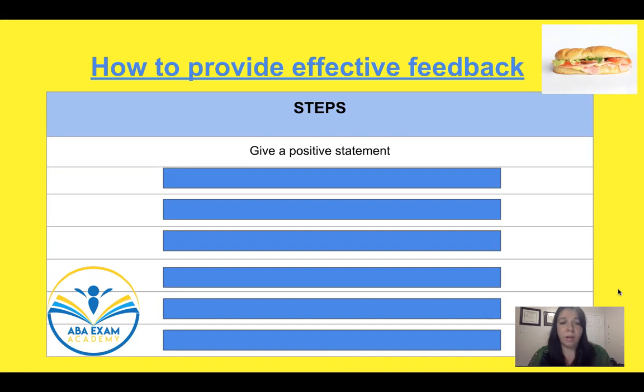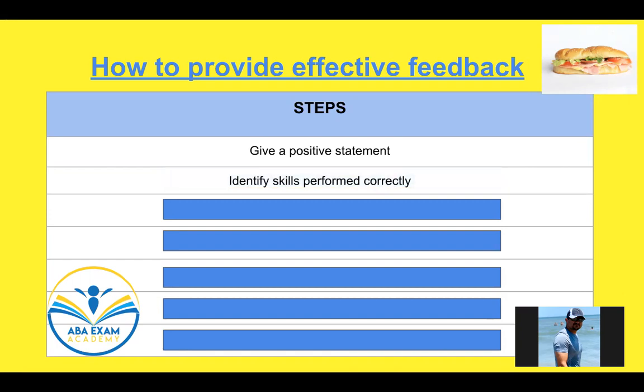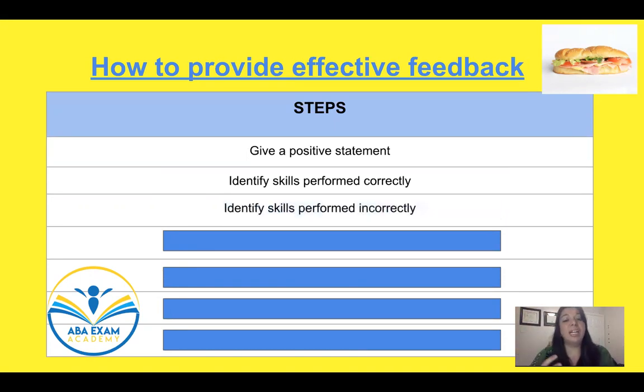So, all right. We're going to start off with giving a positive statement. We're going to identify the skills performed correctly. So remember the sandwich. We're going to start positive. And then we're going to identify the skills performed incorrectly.